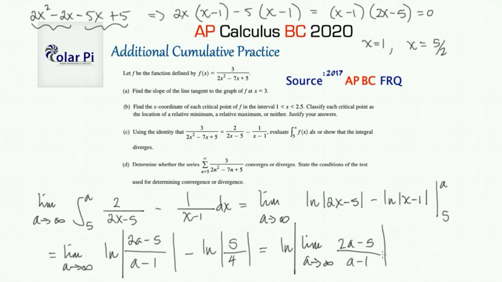This part is going to be natural log of 2, and then we'll have minus natural log of absolute value of 5 over 4. Putting together what I just said, we'll have ln of 2 minus ln of 5 over 4. Using that log rule once more, we could write this as ln of 2 divided by 5 over 4. That's the same as multiplying by 4 over 5, so ln of 8 over 5. Yeah, okay, so it does converge, and it converges to this number.